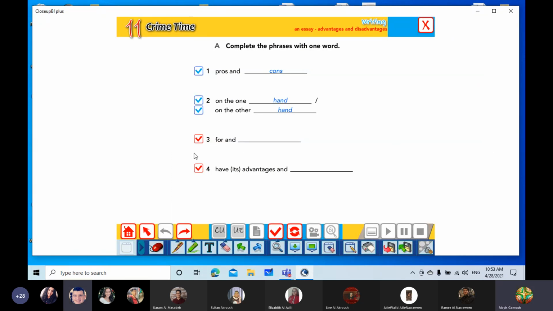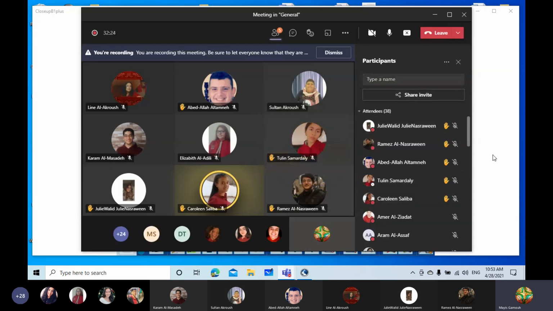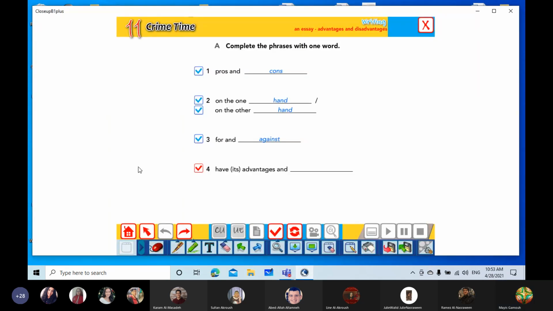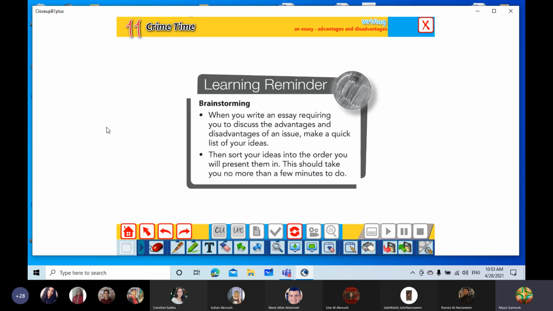For and against, and it's a synonym also for the words advantages and disadvantages. And for number 4, the last one, have its advantages and disadvantages. Here we have a reminder.